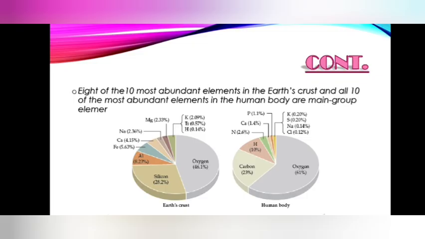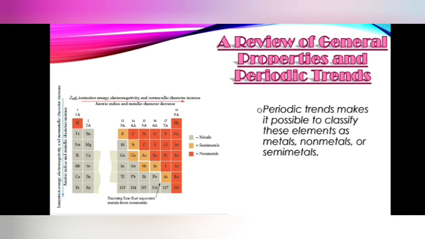Now all these things tell us why the study of the periodic table is important. It helps us see that these elements are present in our daily life. So studying them and understanding their properties is very important. Next, we will see the properties and periodic trends of the elements that are present in the periodic table.